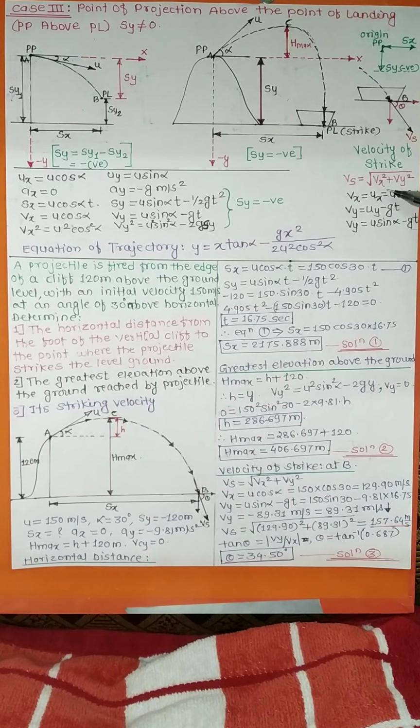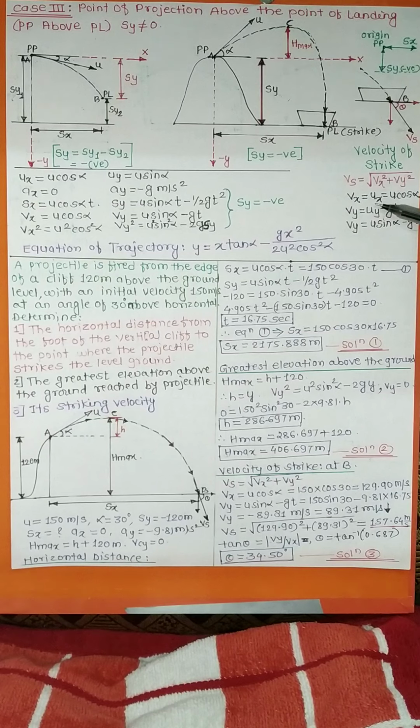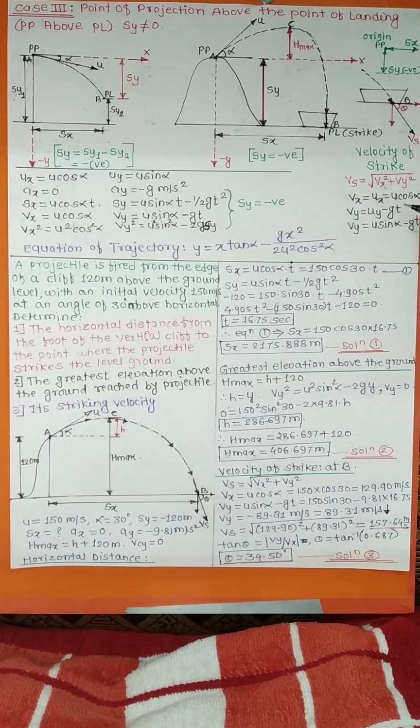What is the Vx? Vx is nothing but a constant velocity along x direction, that is ux, u cos alpha, and Vy is nothing but the equation of velocity along y direction, that is v is equal to uy minus gt. So Vy will be defined as uy, substituting u sin alpha, and minus gt. Now in this case, some important points you have to understand.